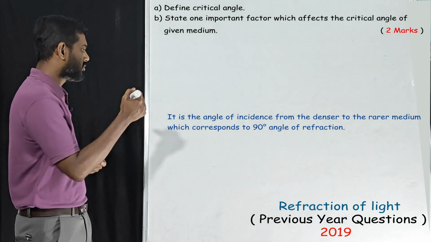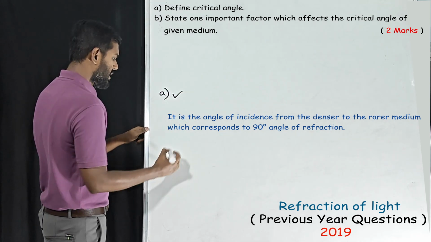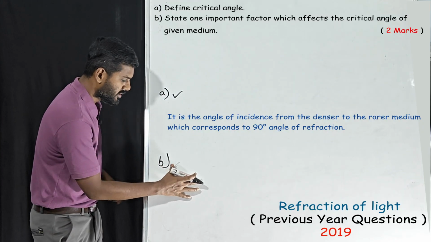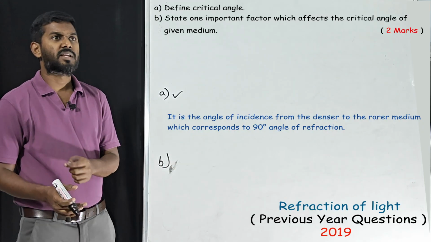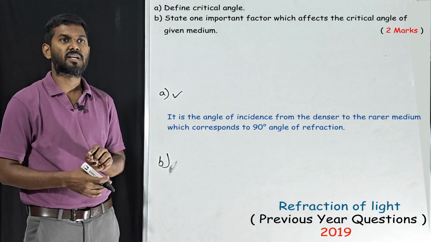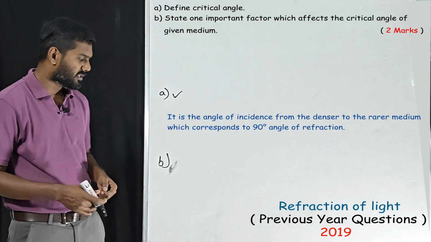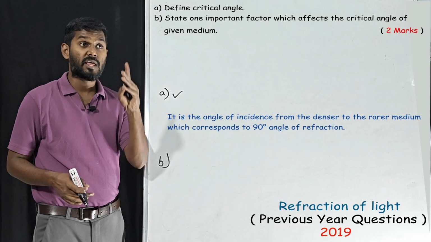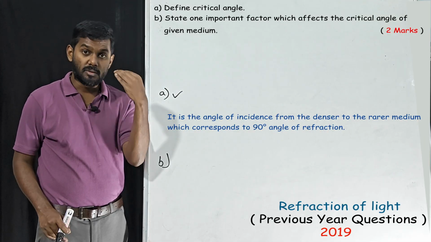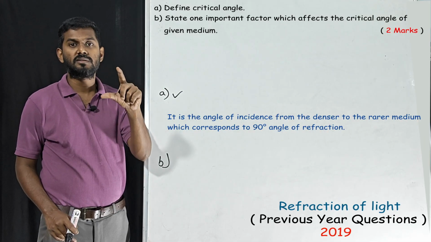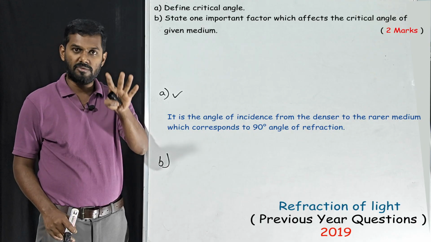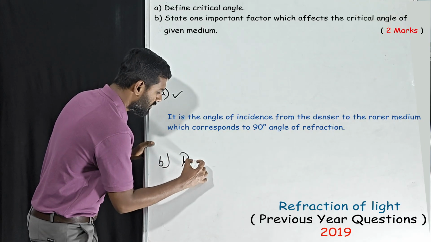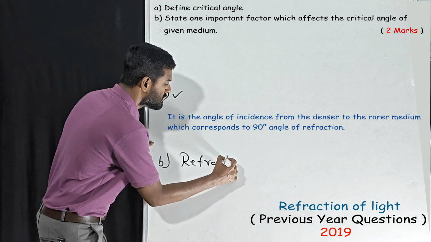Next, we have one more sub question. A is done. Now B. State one important factor which affects the critical angle of a given medium. There are many factors, but they are asking for the important factor. When it comes to critical angle, there is one relation, that is the formula given in the textbook. Using that, we have to answer this one. The answer is refractive index.